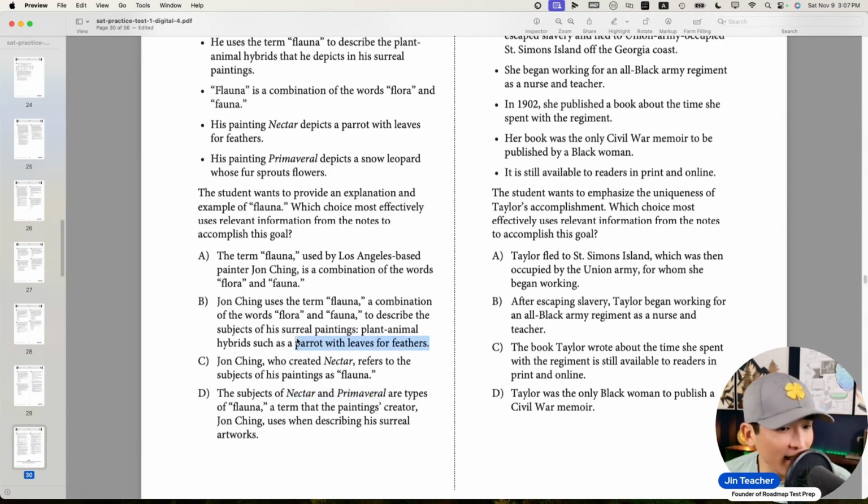It's not as specific as B, because a parrot with leaves for feathers is a much more specific example than just saying the subjects of Nectar, right? So I don't like D. I like B better. So B would be the correct answer for this question.